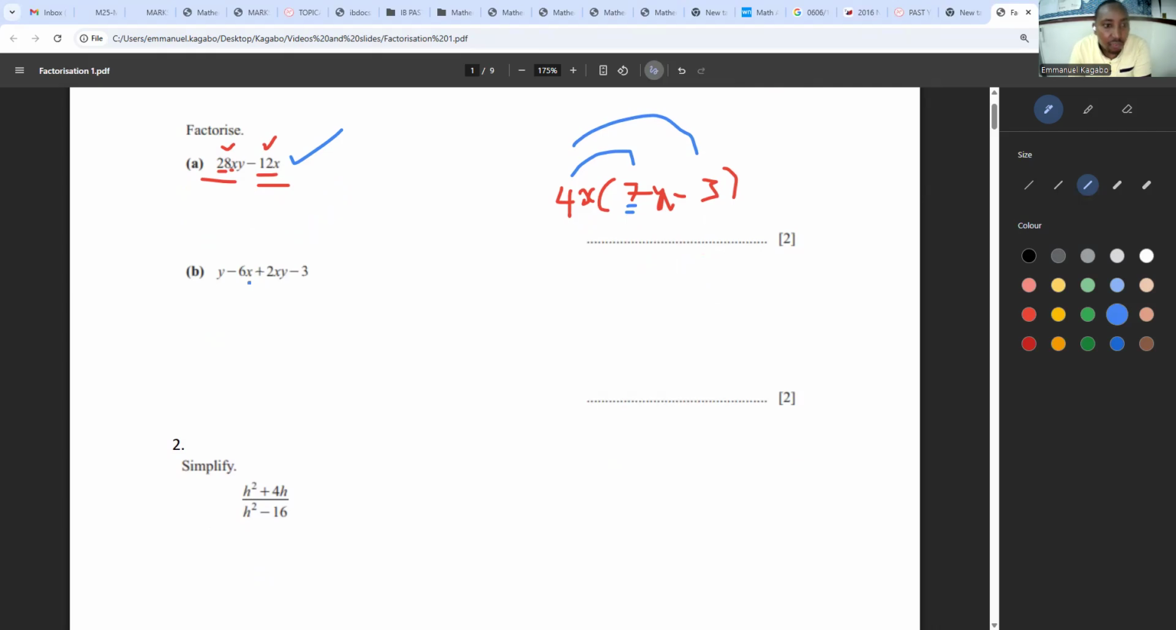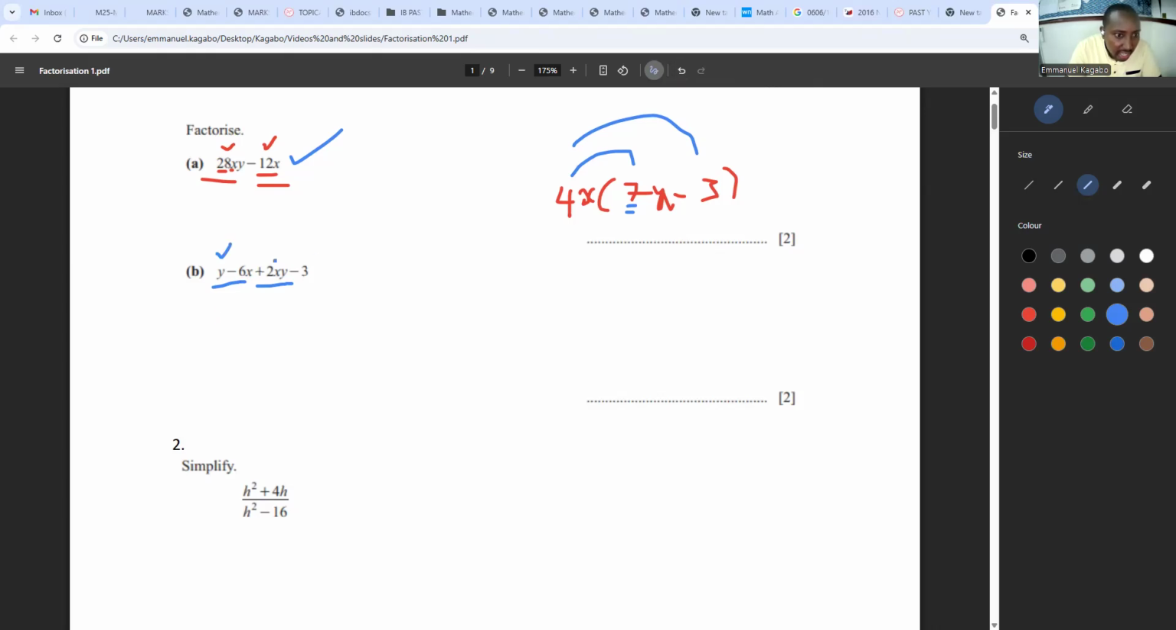Now, for question B, 4 terms are given to you. Whenever you have 4 terms and you're doing exercise or revision or exams, the trick in the question most of the time is grouping 2. Here, you may be tempted to group this and this, but when you check, it doesn't work that way. So the easier way is to see what you can put together and factorize.